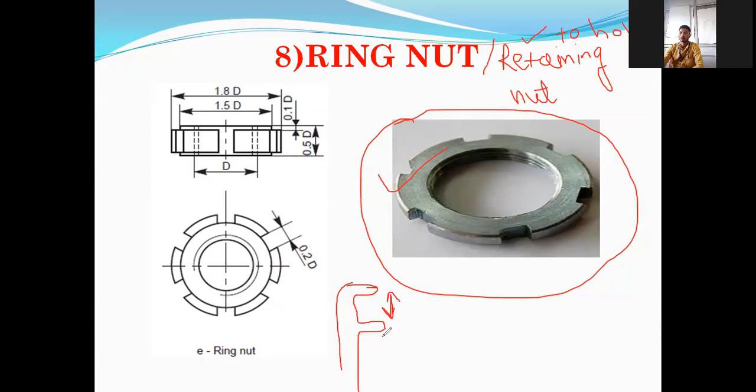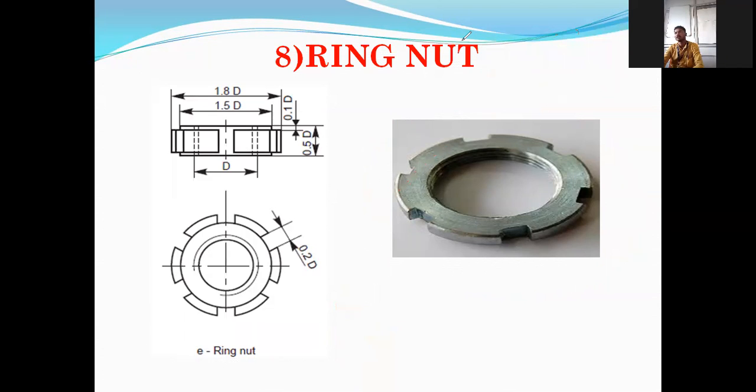Here there is one knob. Once we rotate this knob, this distance will go this side and this side, something like this. A special C spanner is used. It is called a C spanner. A special C spanner is used to tighten the nut. So what is the specialty of this ring nut?